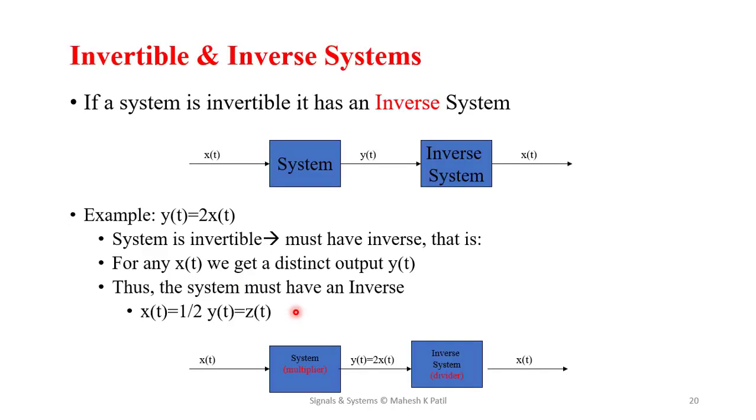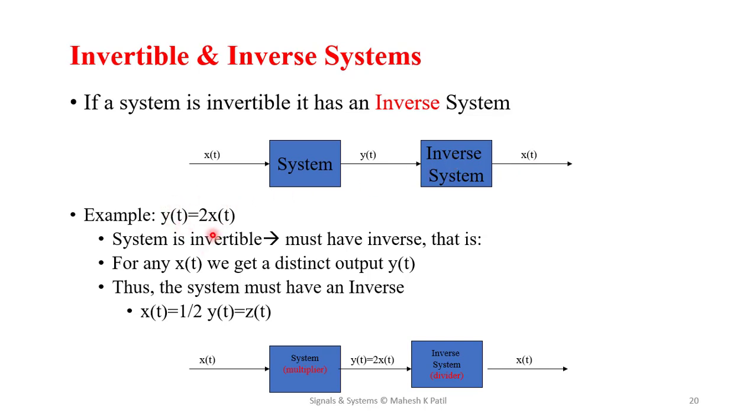Now we'll see the last type of system, that is invertible and inverse system. If a system is invertible, it has an inverse system. So for example consider this block diagram here. So x of t is the input, it is applied to the system, we are going to get the output as y of t, and if we apply this y of t to the inverse system, then we must get here x of t. So if the system is invertible, then it has an inverse system.